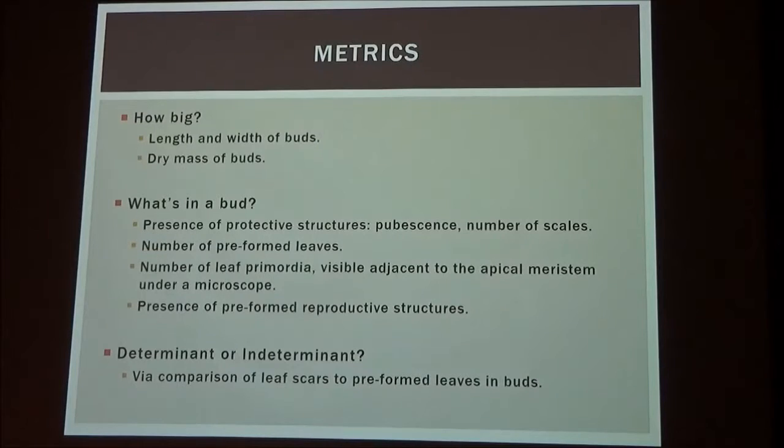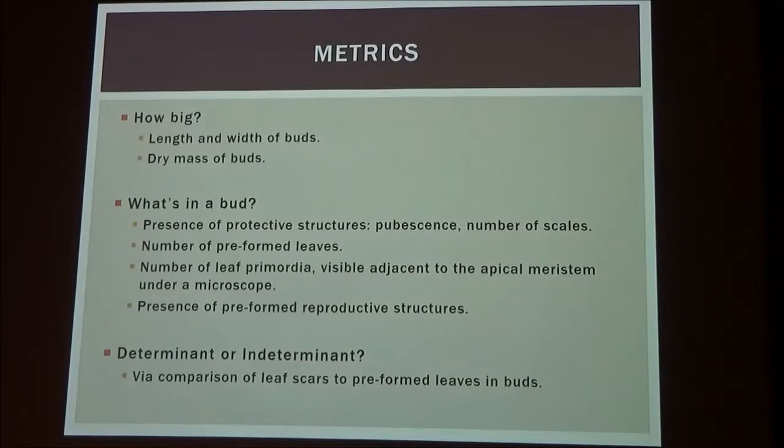To measure these hypotheses, we've looked at how big buds are in terms of length and width and their dry mass. We'll also be doing a lot of dissections under the scanning electron microscope and counting of embryonic leaves to understand how many structures are preformed in these buds, how big they are, and what's really being invested in terms of tissue development. And also comparing our species in terms of their determinacy.